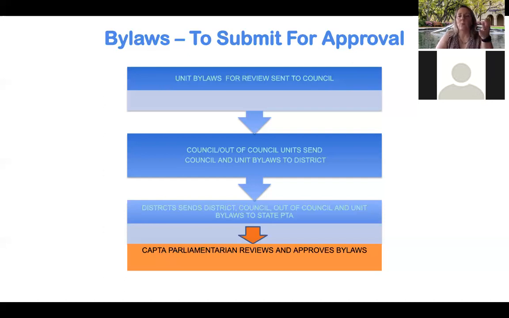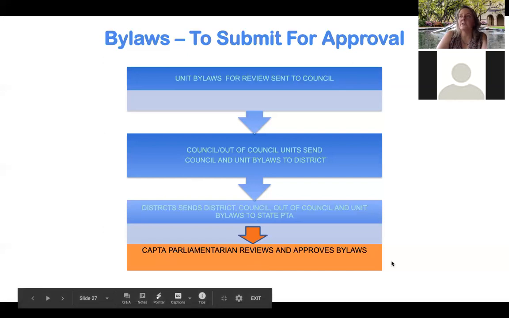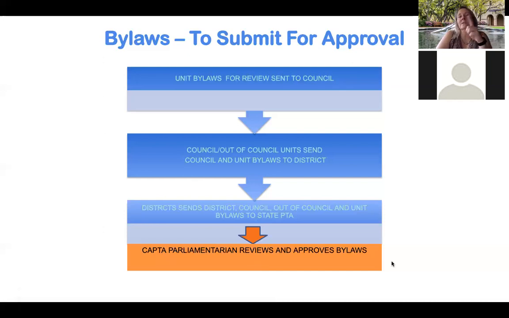So each of those signature sheets will be signed by the state parliamentarian, and then they come back down to you, and you should go through this procedure. The unit bylaws for review are sent up to council. That's me. We look at them, and then we send them to First District. First District looks through them, makes sure they're okay, that everything's there, sends them to state. State reviews and approves them, sends them to district. District sends them to council. I send them to your unit.